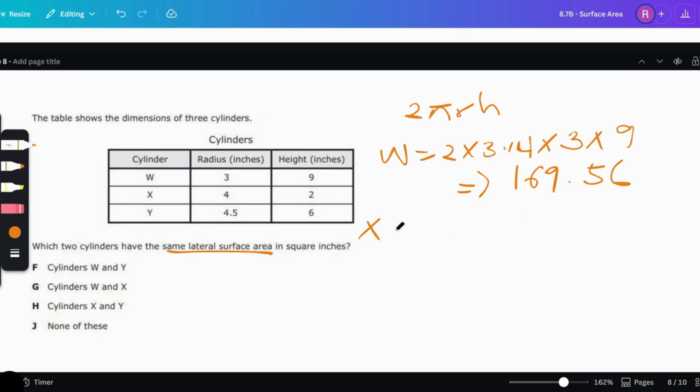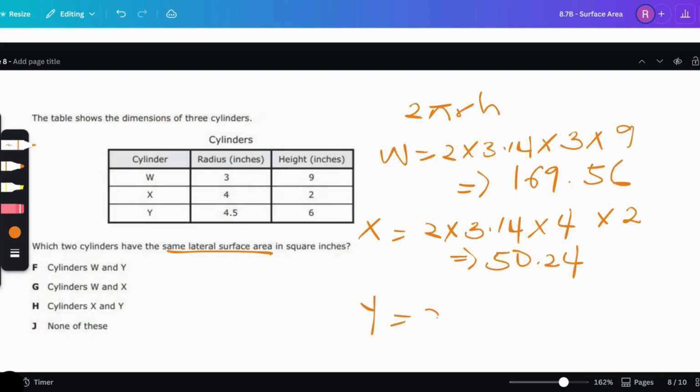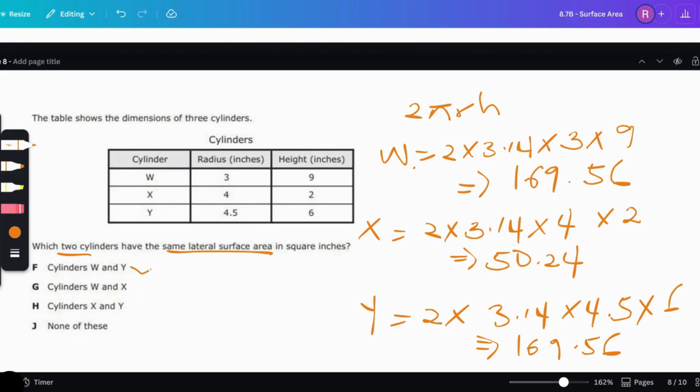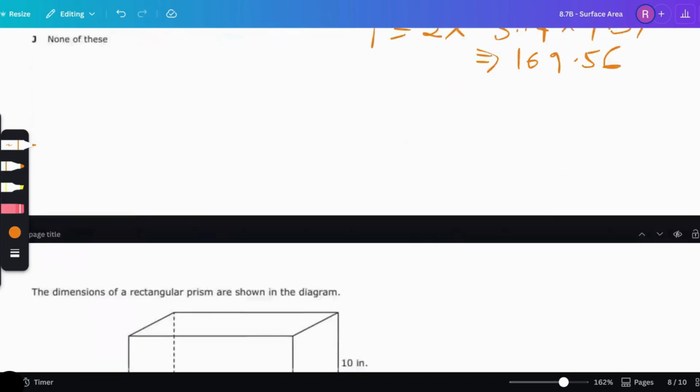And this will be 169.56. Now for X, it will be 2 times 3.14 times 4, and then times 2, the height, and this will be 50.24. Now for Y, that will be 2 times 3.14, then times 4.5, and then times 6, and this will be 169.56. So W and Y are two cylinders that have the same lateral surface area. So that will be option F, W and Y. Now to the next one.